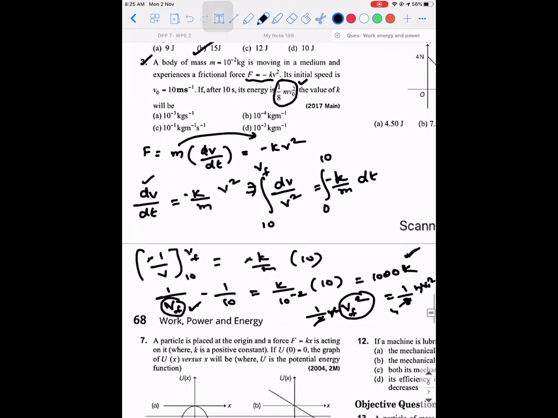So vf is 5, which means 1 by 5 minus 1 by 10 is equal to 1000 k. 1 by 5 minus 1 by 10 is 1 by 10, equal to 1000 k. So k will be 1 divided by 10,000, that is 10 power minus 4. Sorry, I had to hurry and do it. Did you guys understand?